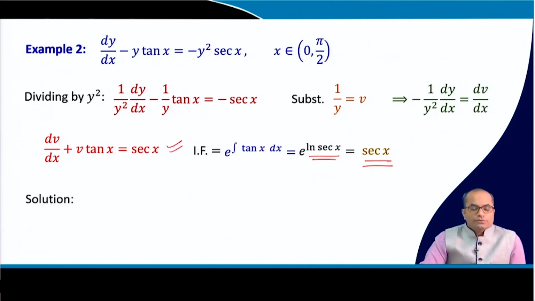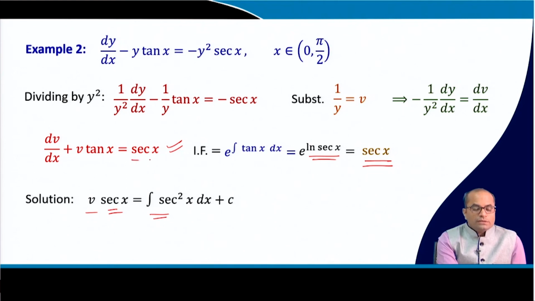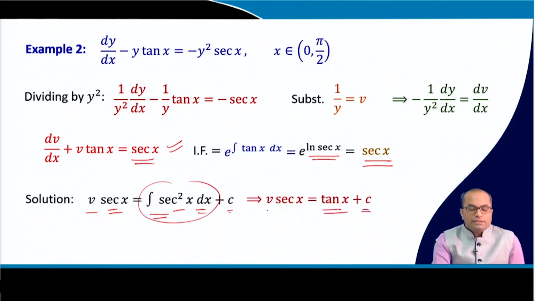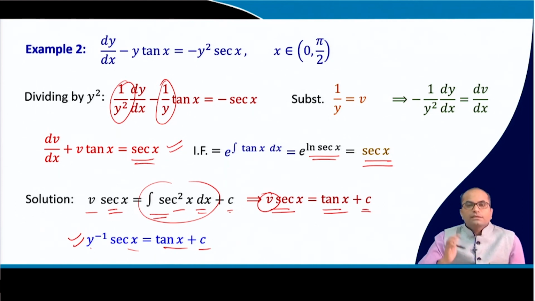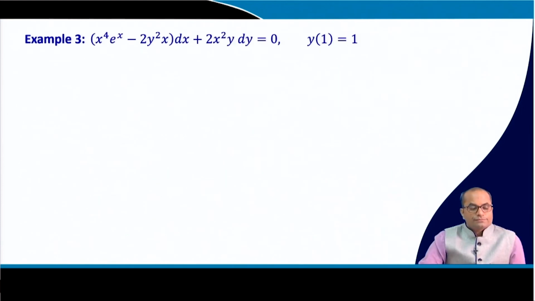And now we know the formula for solving that linear equation, that v into this integrating factor is equal to the integral of sec x into again sec x dx plus a constant. So, we have here this sec square x, and that is tan x plus c, and we have v sec x here. So, y inverse, because v was 1 over y. So, we have y inverse sec x is equal to tan x plus c, that is the solution of the given differential equation. So, here also the idea was same, because we do see that the derivative of this is sitting here, then we can make a substitution and then the equation will become a linear equation.